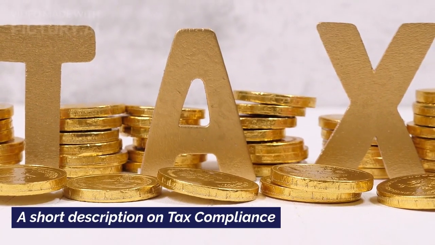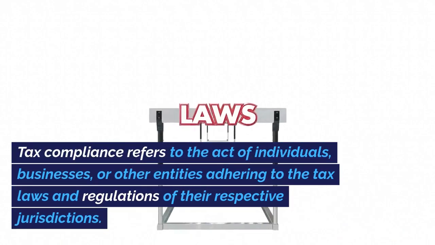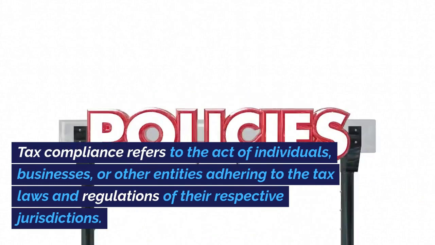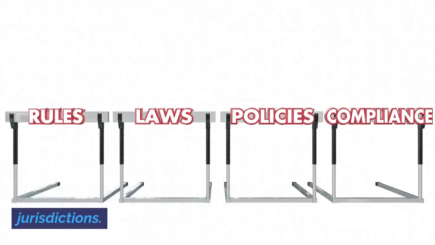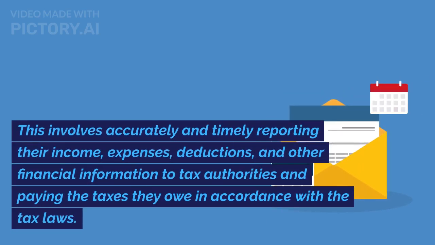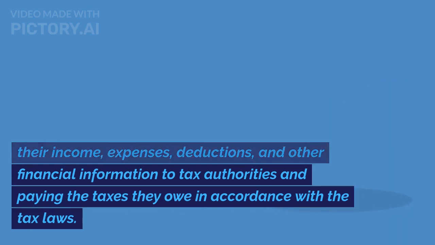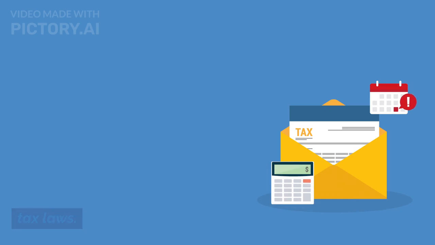A short description on tax compliance. Tax compliance refers to the act of individuals, businesses, or other entities adhering to the tax laws and regulations of their respective jurisdictions. This involves accurately and timely reporting their income, expenses, deductions, and other financial information to tax authorities and paying the taxes they owe in accordance with the tax laws.